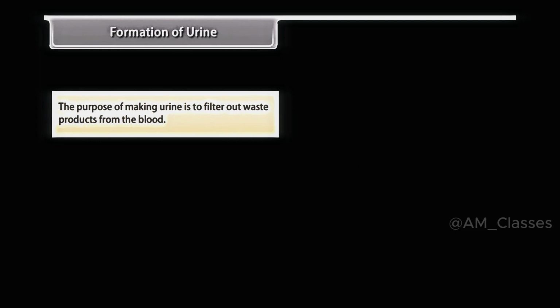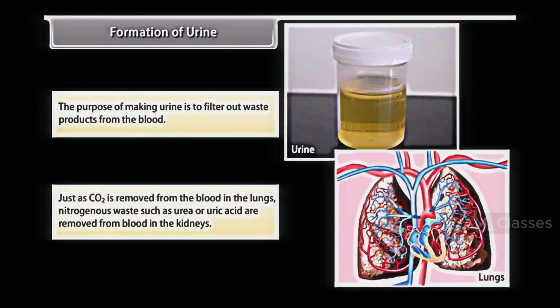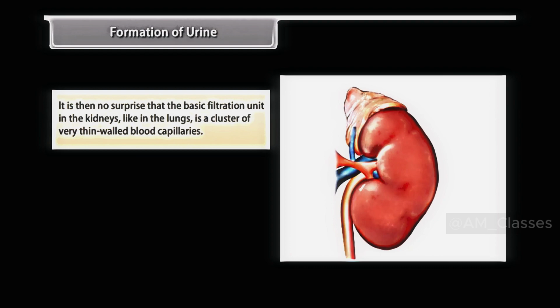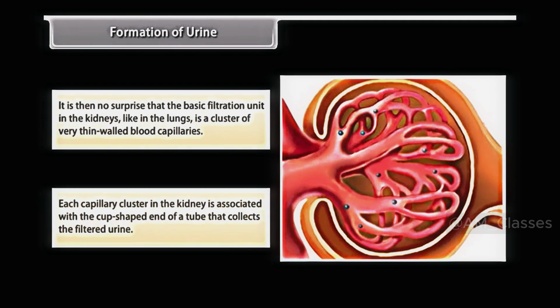Formation of urine. The purpose of making urine is to filter out waste products from the blood. Just as CO2 is removed from the blood in the lungs, nitrogenous waste such as urea or uric acid are removed from blood in the kidneys. It is then no surprise that the basic filtration unit in kidneys, like in the lungs, is a cluster of very thin-walled blood capillaries. Each capillary cluster in the kidney is associated with a cup-shaped end of a tube that collects the filtered urine.